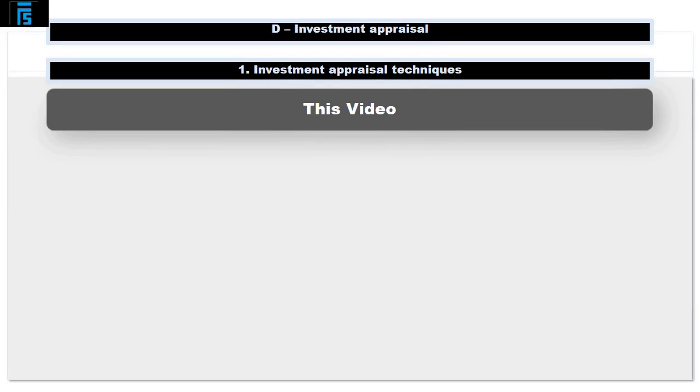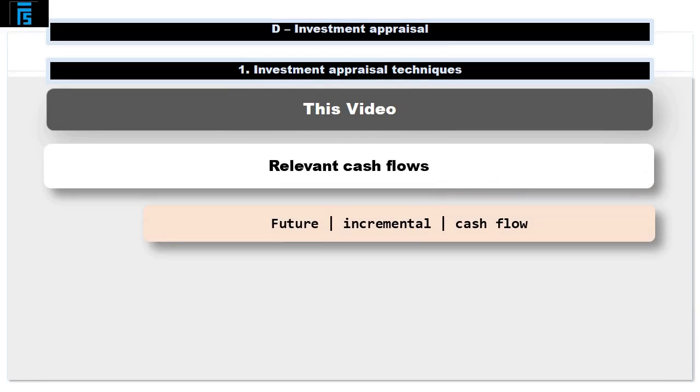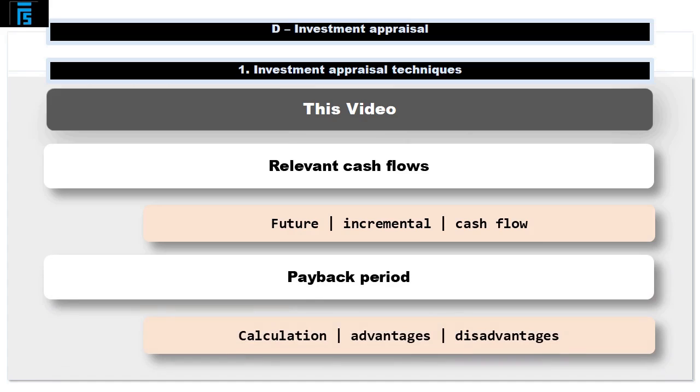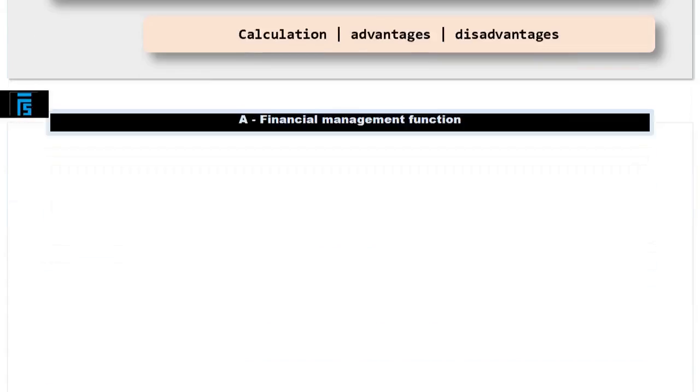In this video, we've considered how to identify the relevant cash flows in an investment appraisal decision that is cash flow based. We use the 3-line test of future, incremental, cash flow. We've also considered a second investment appraisal technique, payback period, its calculation, advantages and disadvantages. In our next video, we turn our attention to the time value of money.